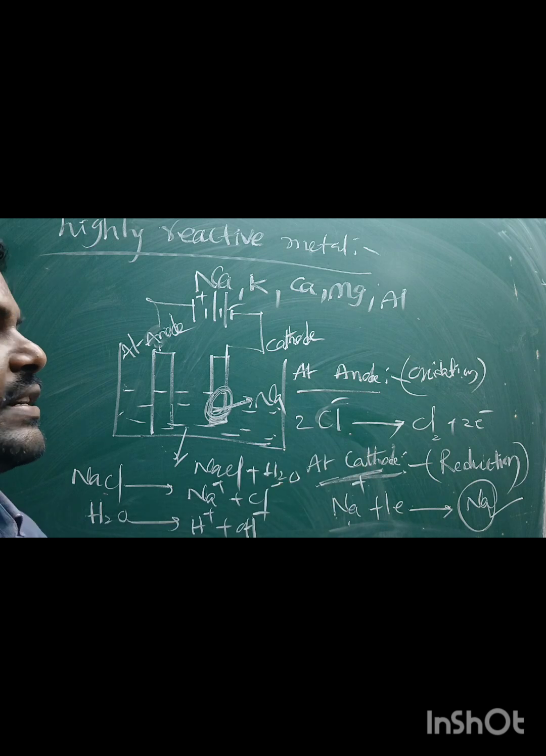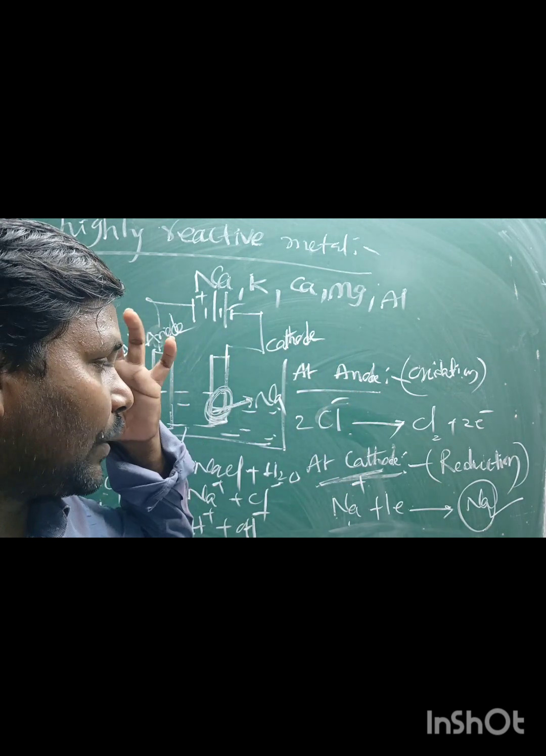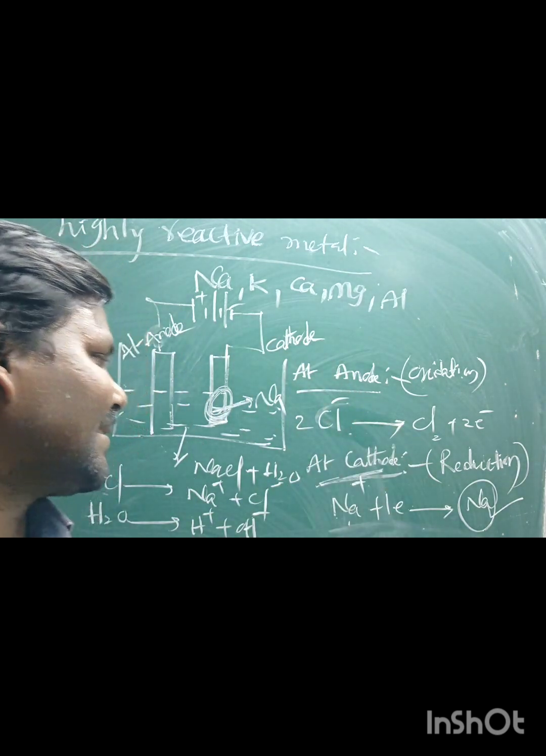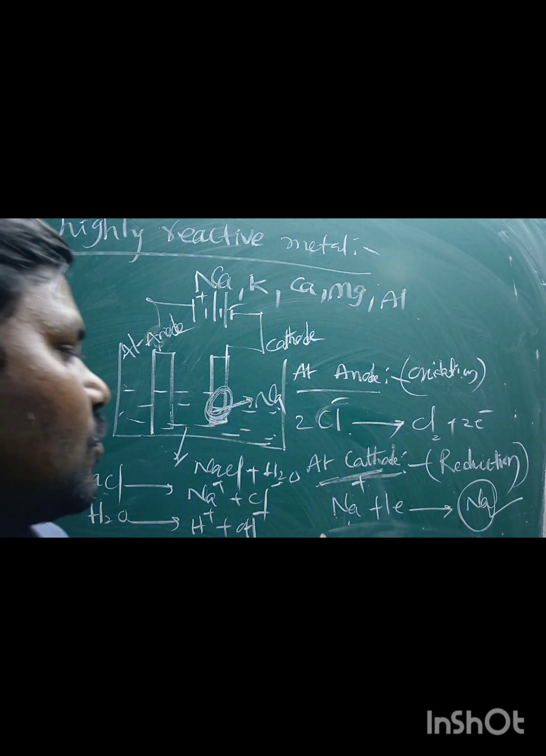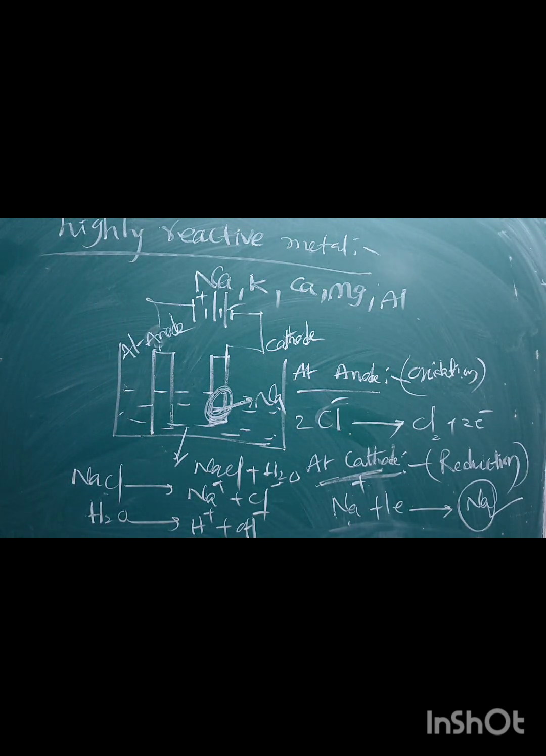At the anode, oxidation takes place, an increase in oxidation number or loss of electrons. The chloride ion loses 1 electron to form chlorine gas. At the cathode, the sodium cation gains 1 electron to form sodium metal. The sodium metal is deposited at the cathode.